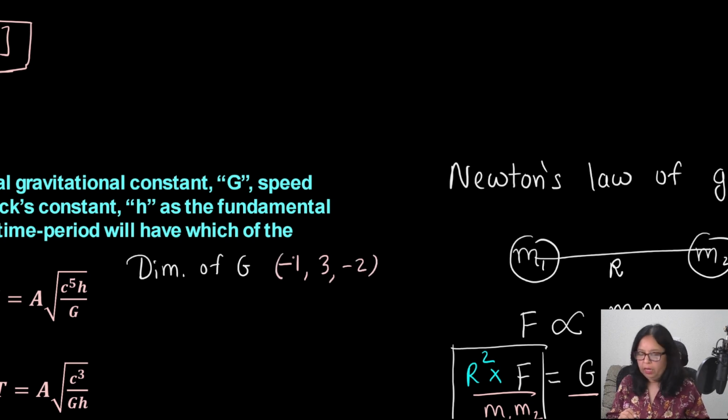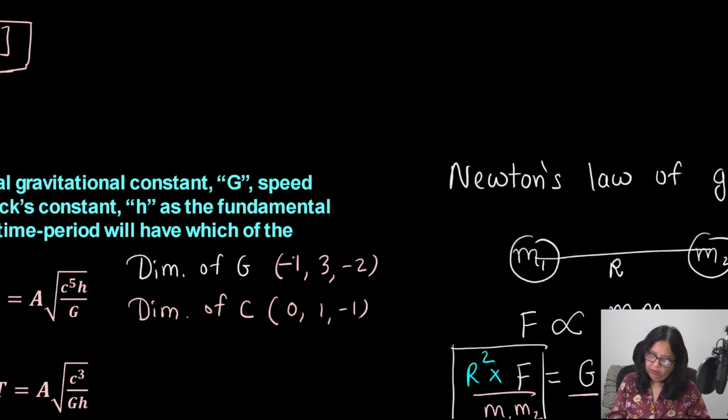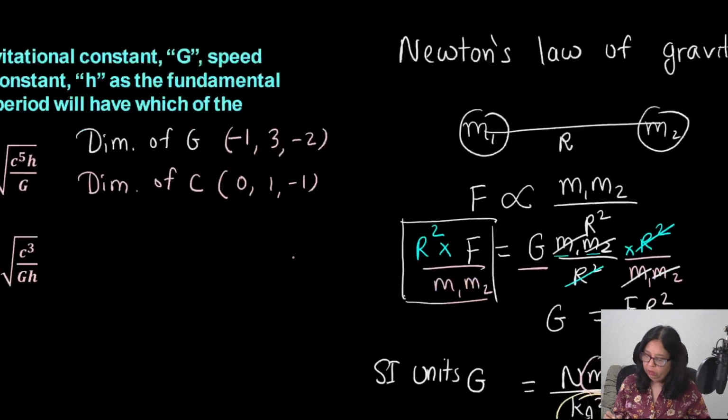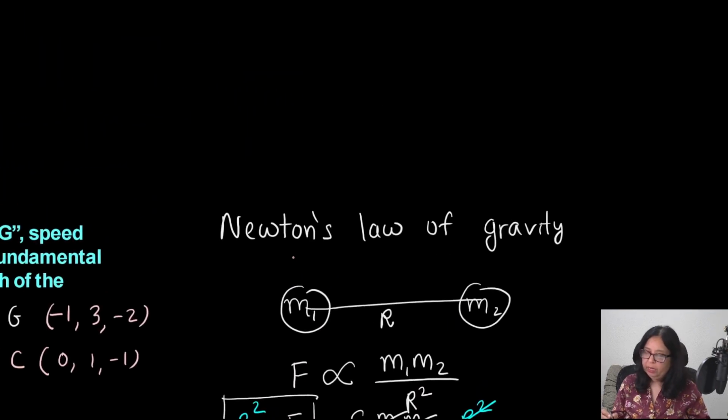Okay. Then I have the dimensions of the speed of light. C is speed. Speed is what? Distance divided by time. So it's 0, 1, minus 1. And then I have h. Okay, h is important. Planck's constant.